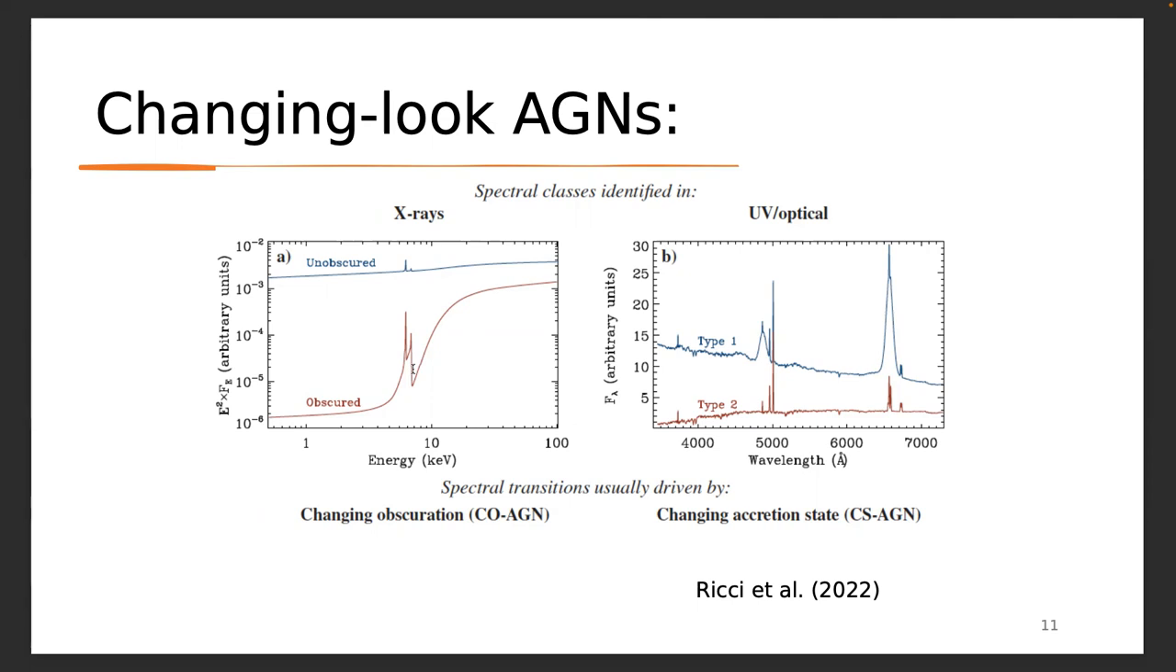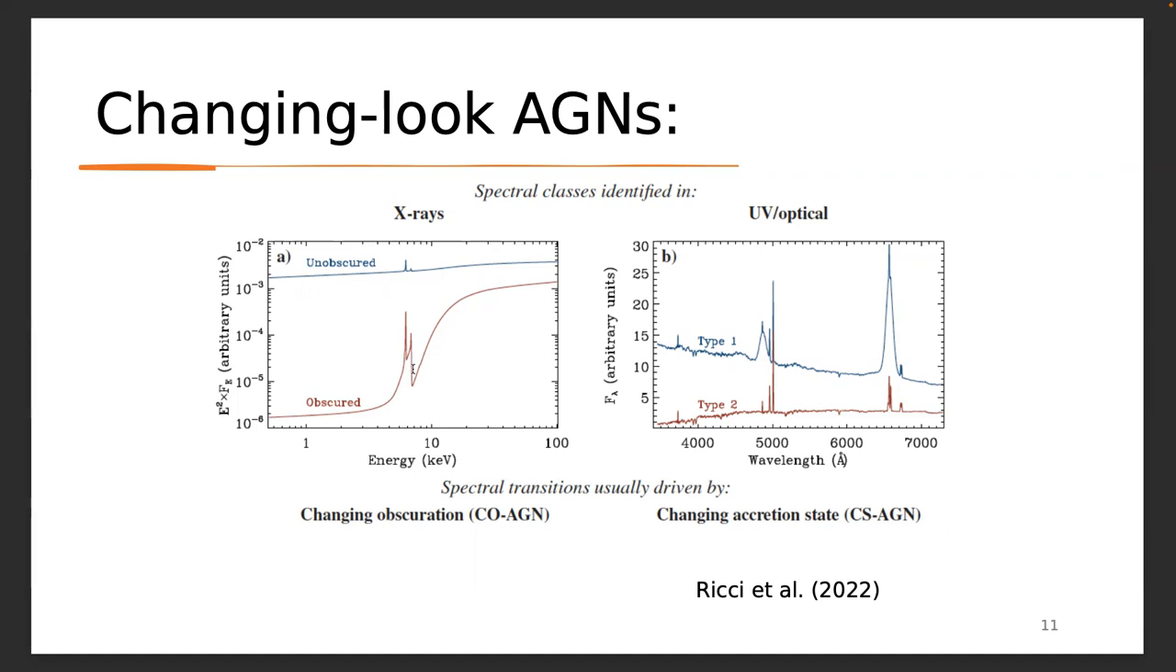Because if you study the viscous time scale of AGNs, the duty cycle of AGNs is usually of the order of 25 years. So you don't expect any changes within a months or years time scale. But that is what is happening for these AGNs, and that's what makes them unique. Now, there are two types of changing look AGNs that we have detected so far. The first of them is changing obscuration, and the second one is changing accretion state.